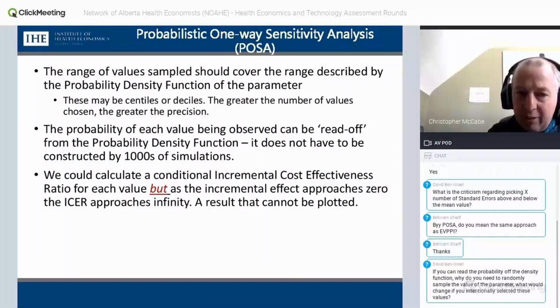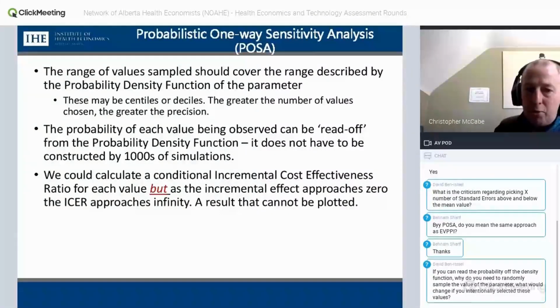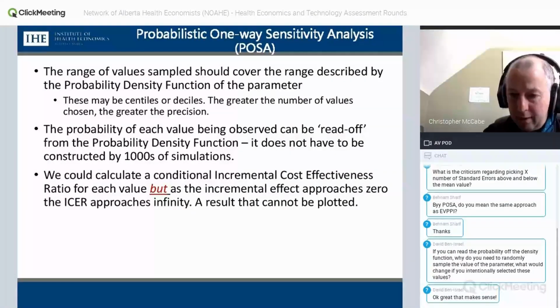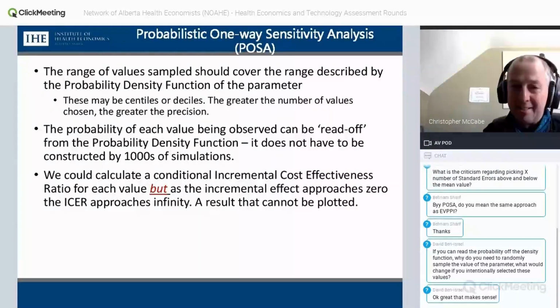So thank you, David, for helping me to clarify that, because you're right. We don't need to randomly sample. We are selecting these usually 11 values for the outer loops that cover the range. It's really important that they cover the range, so it's not arbitrary. It has to cover the range described by the PDF. And then we read off the probability of observing those values from the PDF. So thanks for that, David. Good point, and I think it helped me clarify. It's good to hear that I make sense, because I'm not always sure I do. So that's great. Thank you.